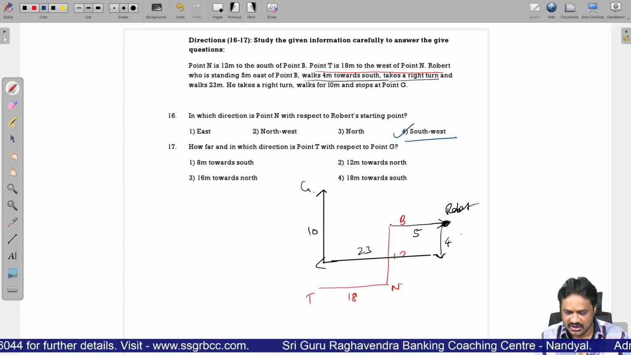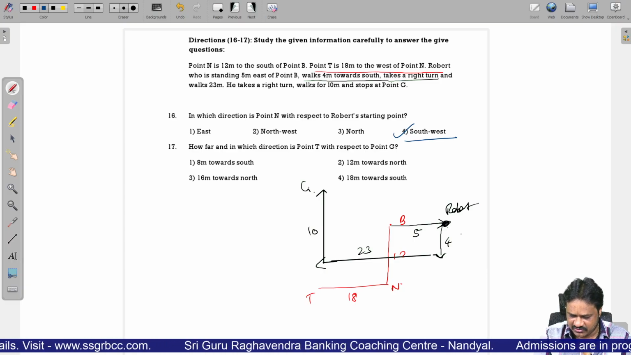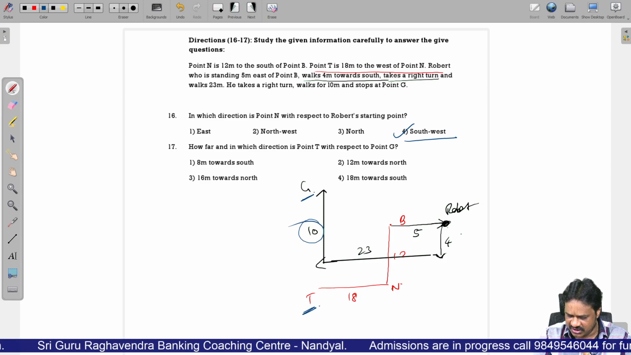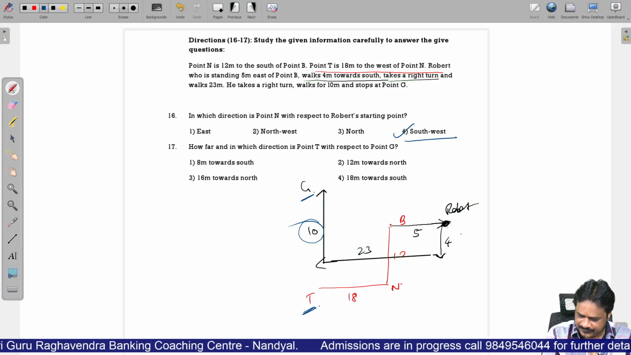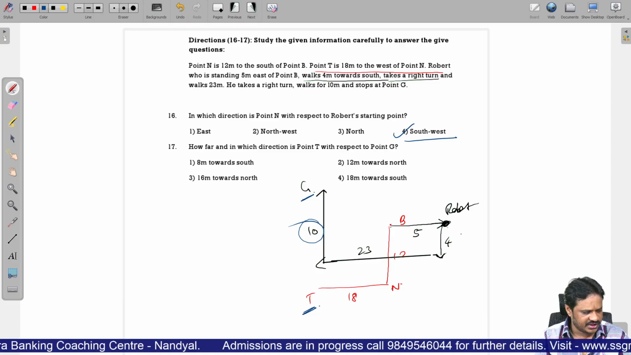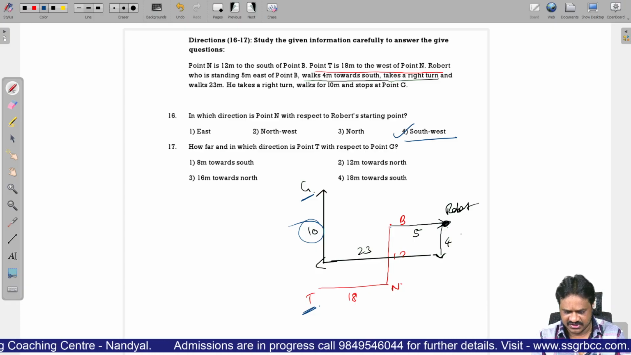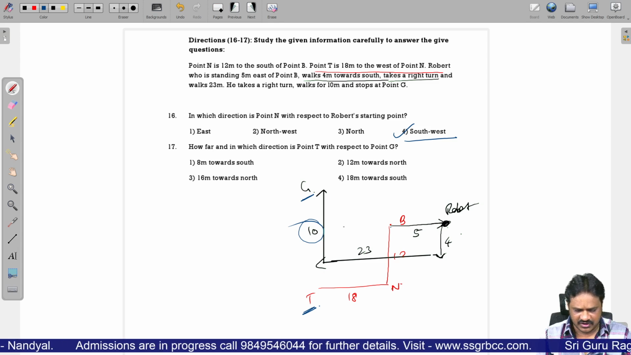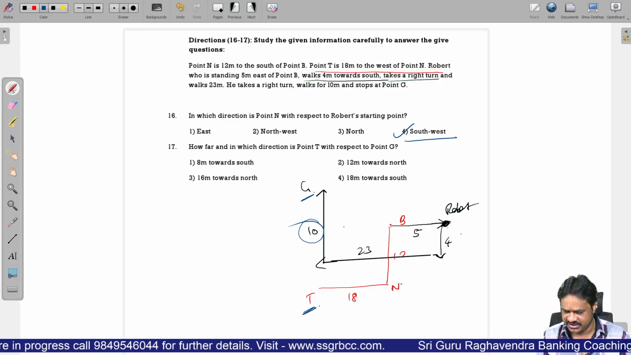Next, how far and in which direction is T with respect to G? So from G to T, what is the distance? This is 10 meters. We have to see what this totals to. How far is T with respect to G? That is the question.